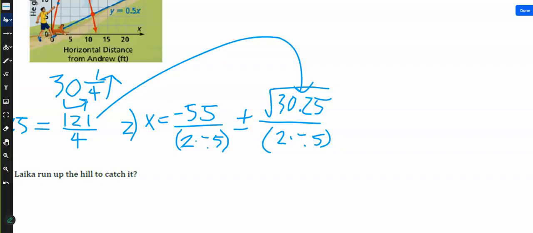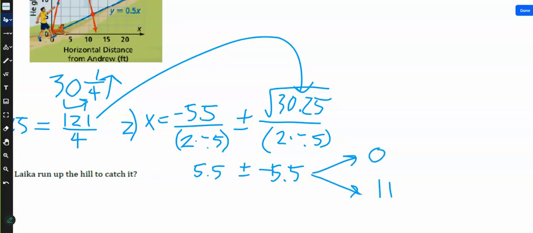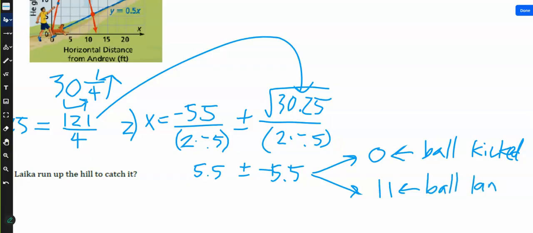So let's see here. The bottom is negative 1, so we have 5.5 plus or minus, and then negative 5.5. Whoa. So one of those answers is going to be 0. The other answer is going to be 11. Now, 0 was the time right when the ball was kicked. Ball kicked here. Ball lands here.